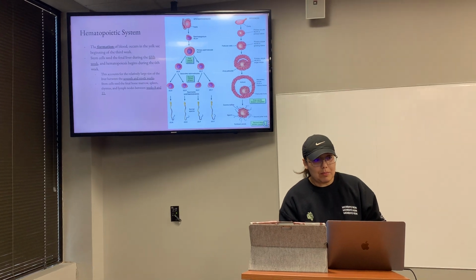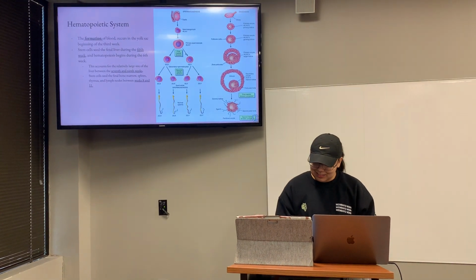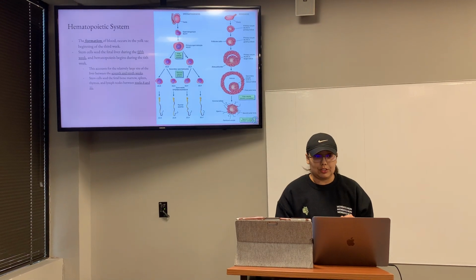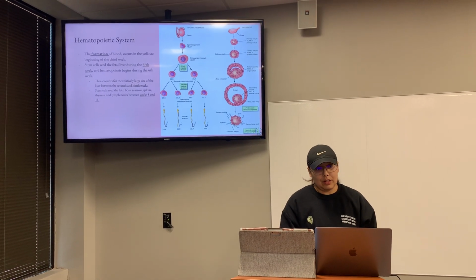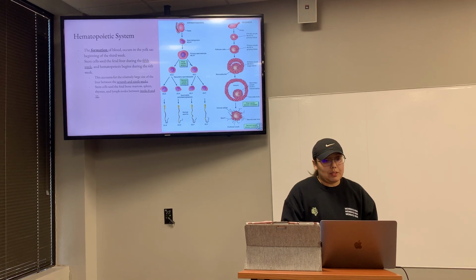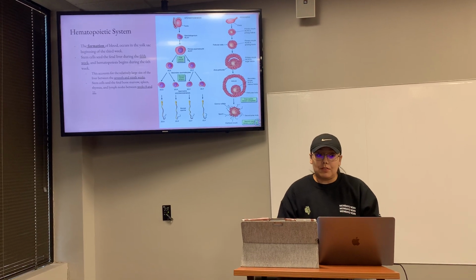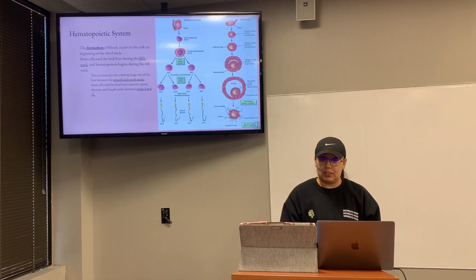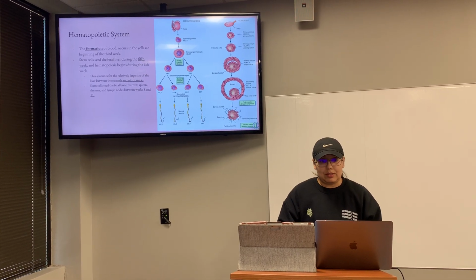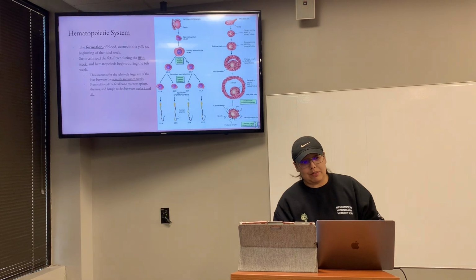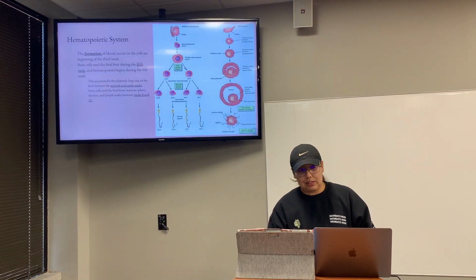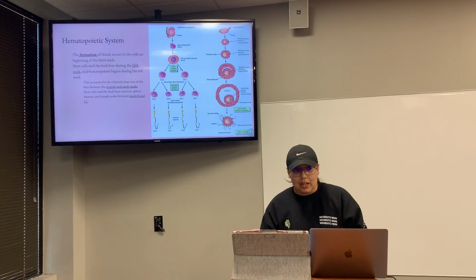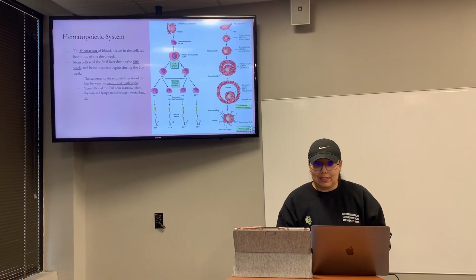And the hematopoietic system is the formation of blood, which occurs again with the whole yolk sac situation, beginning of the 3rd week. As you can see from the diagram, stem cells seed the fetal liver during the 5th week, and hematopoiesis begins during the 6th week. This accounts for the relatively large size of the liver between the 7th and 9th weeks. And stem cells seed the fetal bone marrow, spleen, thymus, and lymph nodes between weeks and 8.